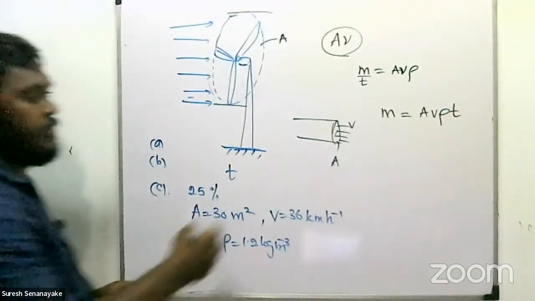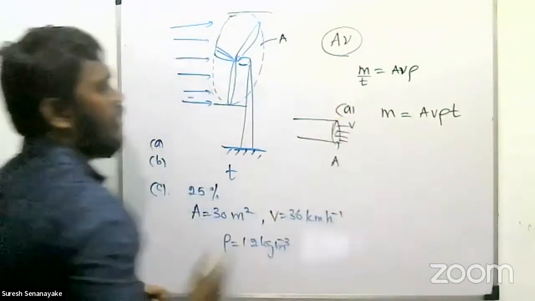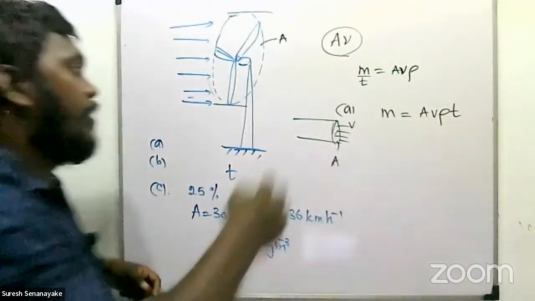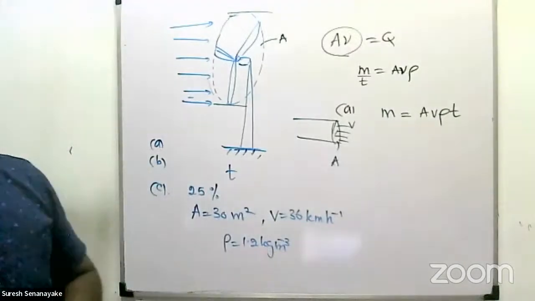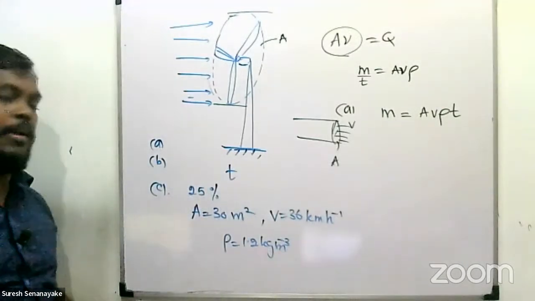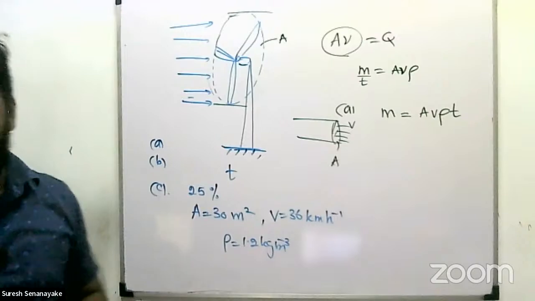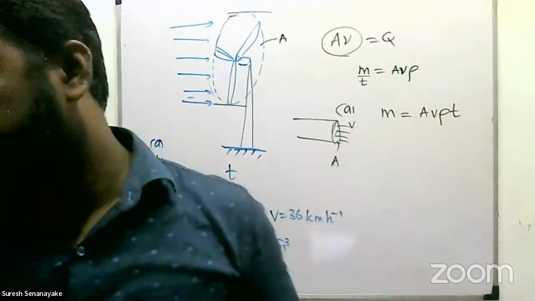That is the answer for the first part. You don't need to worry about that. The rate of volume flow, that is AV, multiply it by density and then multiply it by the time t, then you can find the total mass flowing through in this time.